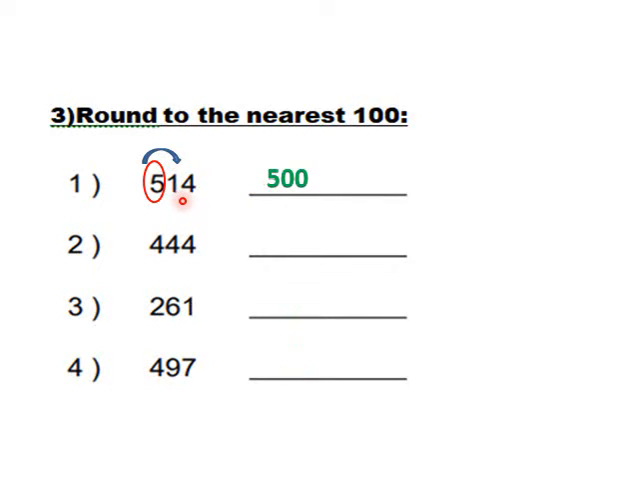And I have two numbers to the right side. So I will put 2 zeros to the right side of the 5. So 514 rounded to the nearest 100 is 500.